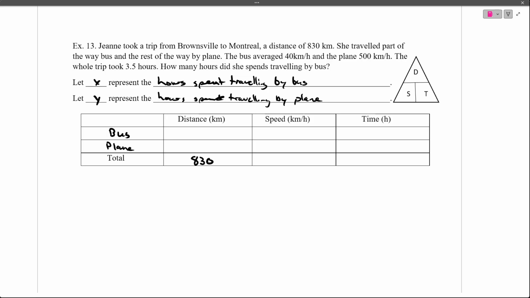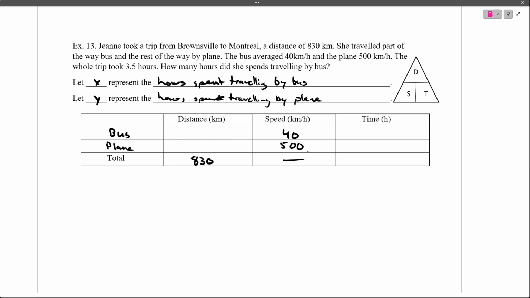So what about the speed? Do we know how fast each one moves? Well, the bus averaged 40 kilometers per hour, so we know the bus speed. And the plane averaged 500 kilometers an hour, so we know the plane speed. There's not really a total speed involved in this question, so that's kind of moot. It's not really useful information.